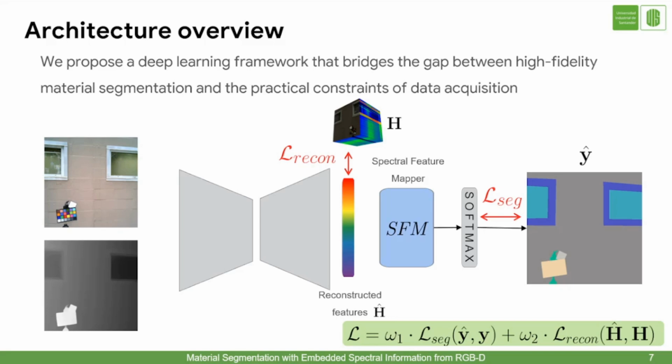This entire process is trained using a segmentation and a spectral reconstruction loss that integrates spectral information into the network. The losses are combined in a weighted sum, where it's crucial to note that the weight of the segmentation loss is greater than the reconstruction loss to ensure convergence.